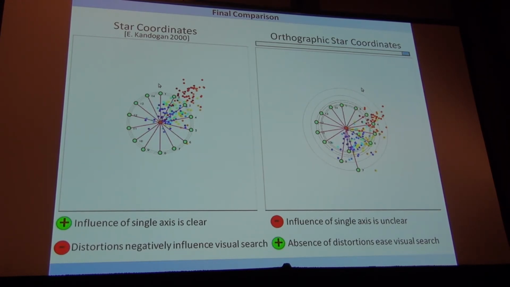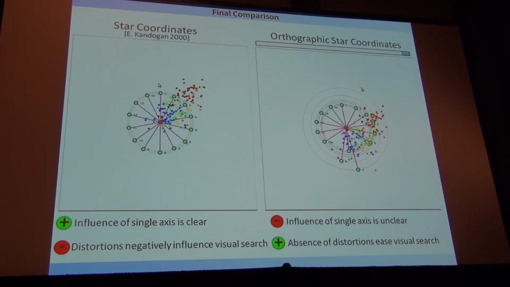But global patterns, for example, these clusters here, can be better investigated with our orthographic star coordinates because distortions are avoided. So on the one hand, the star coordinates provide a better investigation for a single axis movement, and for global patterns, our orthographic star coordinates actually provide a better version for investigating those things in the data set.